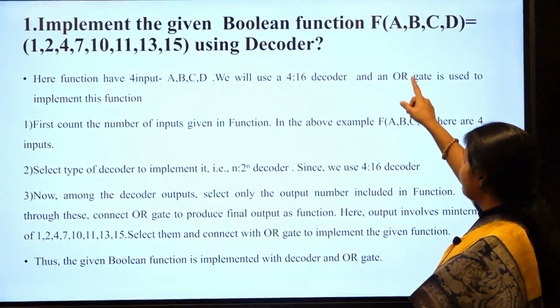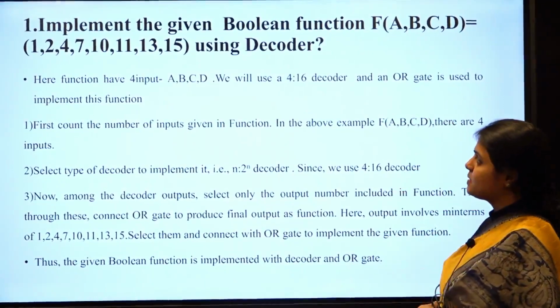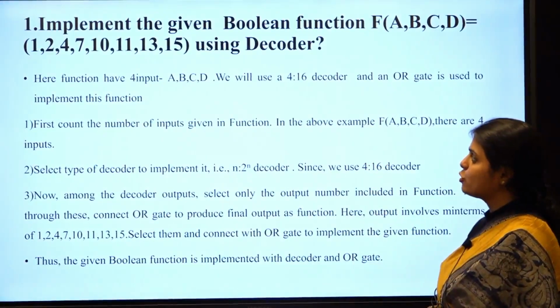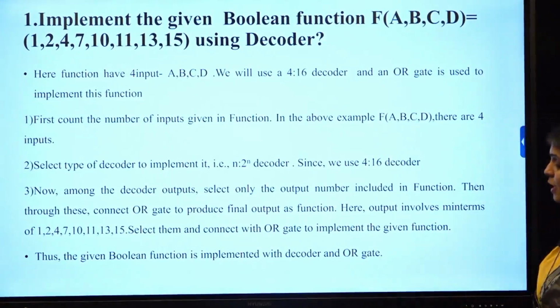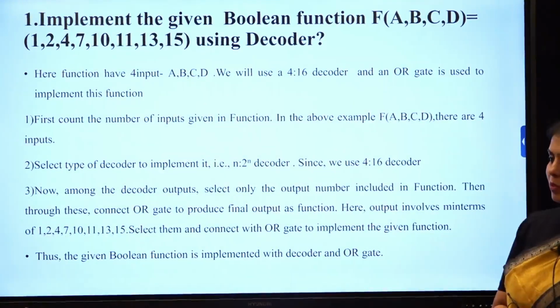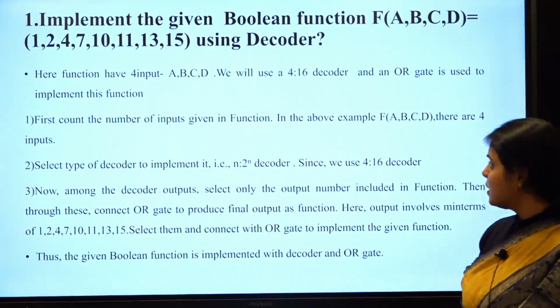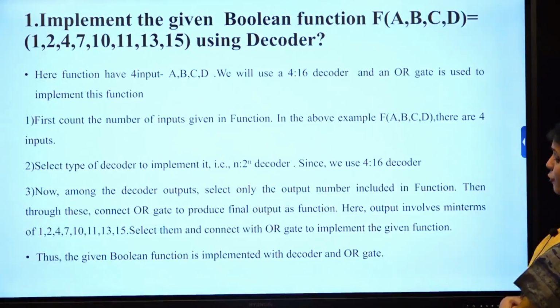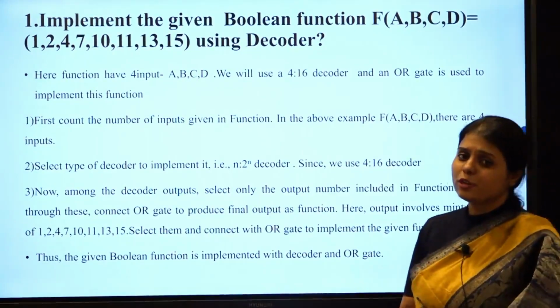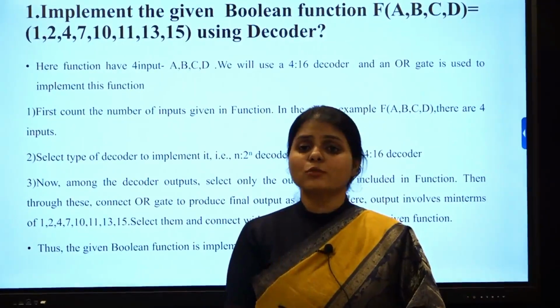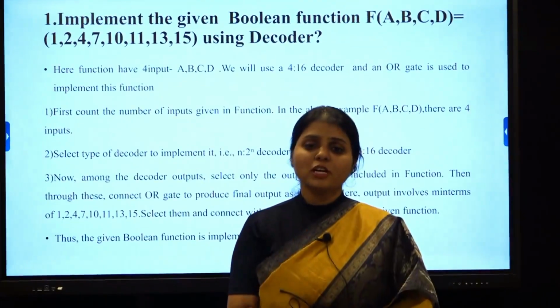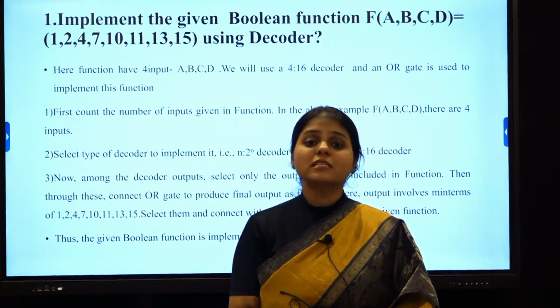So f is the function which has 4 inputs ABCD and it is the summation of 1, 2, 4, 7, 10, 11, 13 and 15 using decoders. We are supposed to implement this combinational logic circuit using decoders. First, we have to decide which decoder to use. As discussed earlier, the decoder circuit depends on the number of inputs. We have 4 inputs here, so we will be designing a 4:16 decoder.